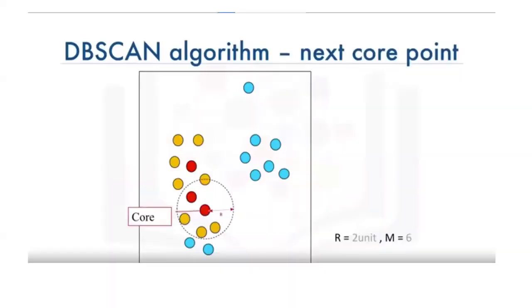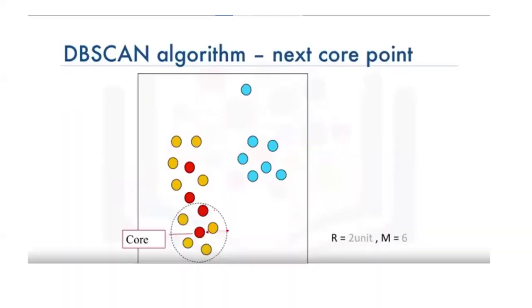So now it has iterated this side. Okay, this is again a core point. All these are the border points. So again, it will shift down. So now this is the border point. Okay, these are all the border points. Now it does not have any other core point, so it will stop.